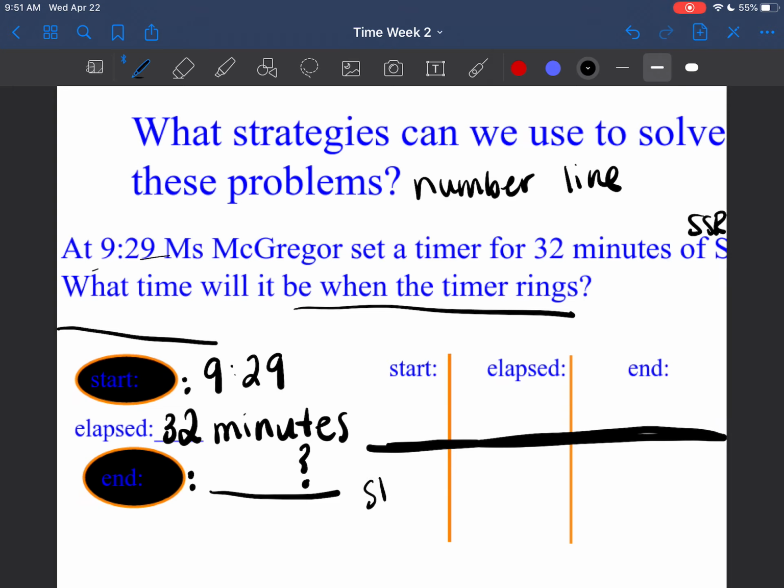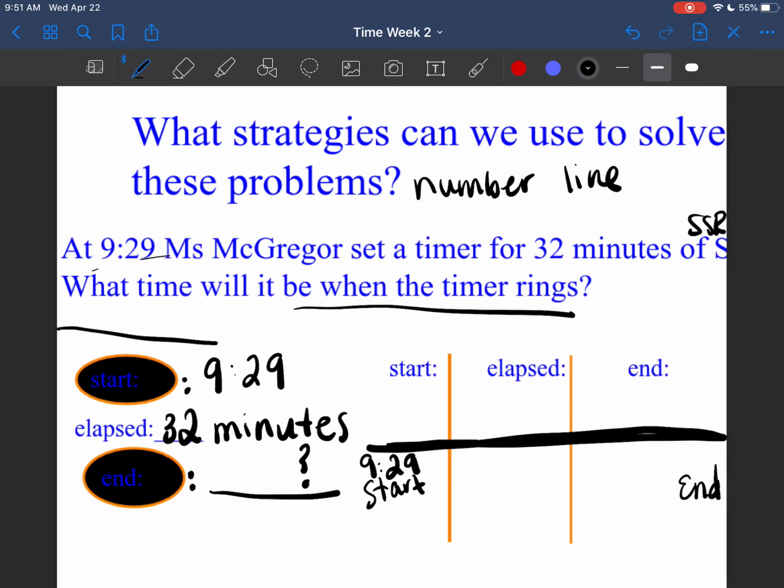My start time's going to go here. My end time goes down here. What time is it when Miss McGregor starts that timer? It is 9:29. And based on the word problem and the information given, do we know what time it's going to be when that timer goes off? No, we don't, and we can easily see that because we've already filled out our graphic organizer.